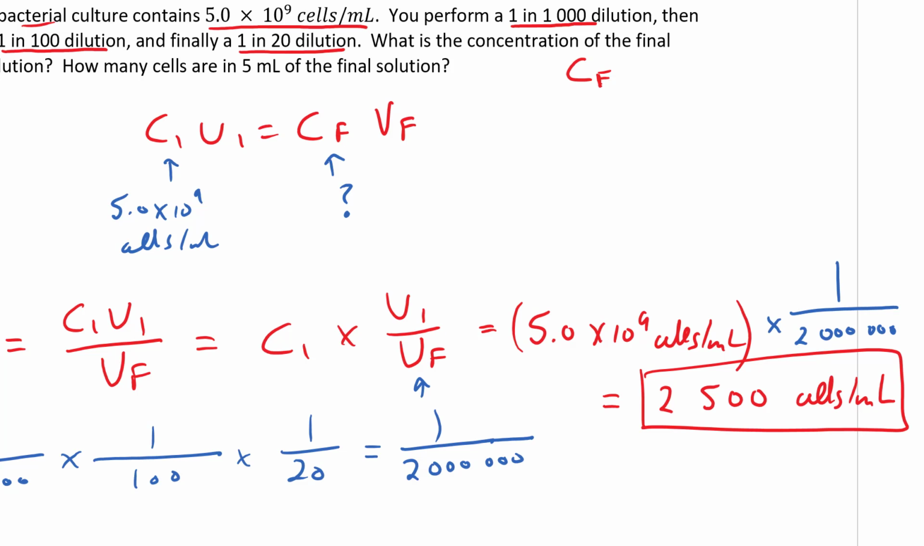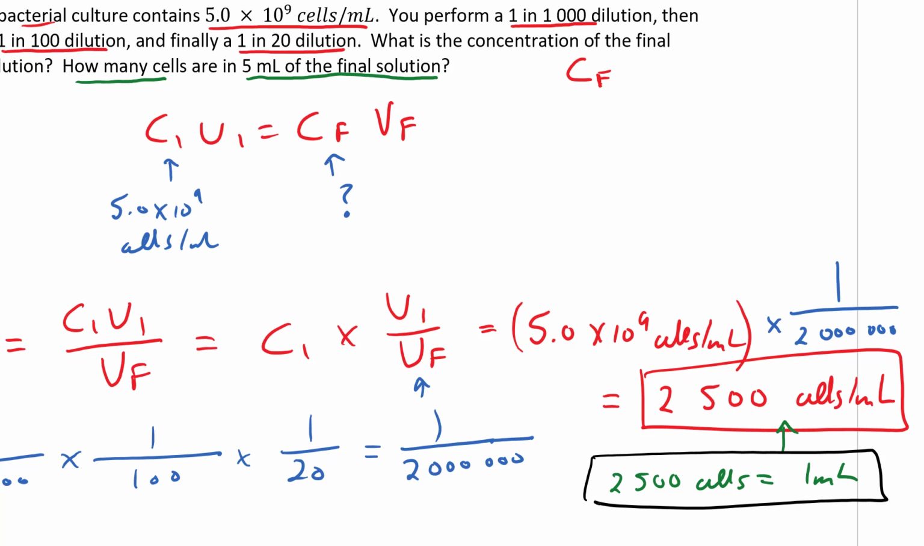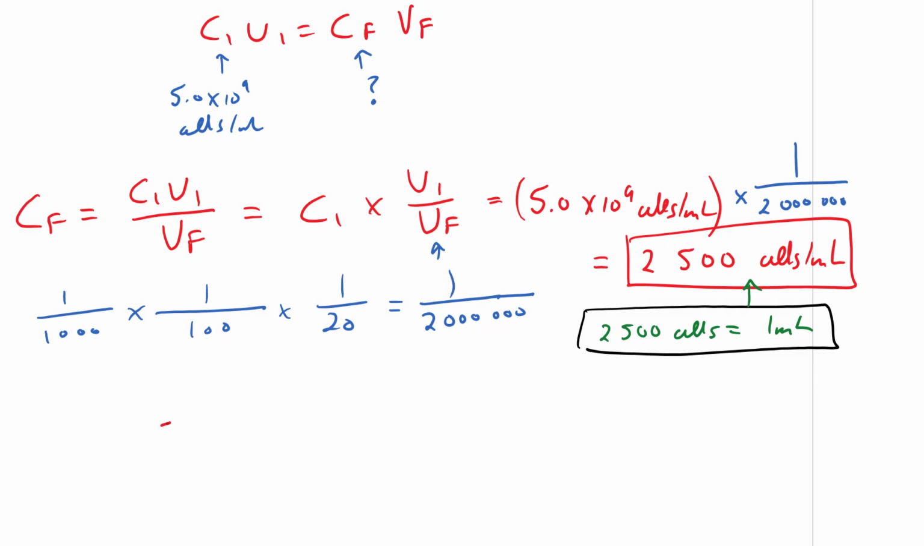Notice there was one more question here. How many cells are in 5 mils of the total solution? This is a concentration. This states that 2,500 cells is equal to 1 mil. We can use this as a conversion factor. Let's do that now. So I want to know how many cells are in 5 mils. To do that, we're going to convert from milliliters to cells. I will then use this as my conversion factor.